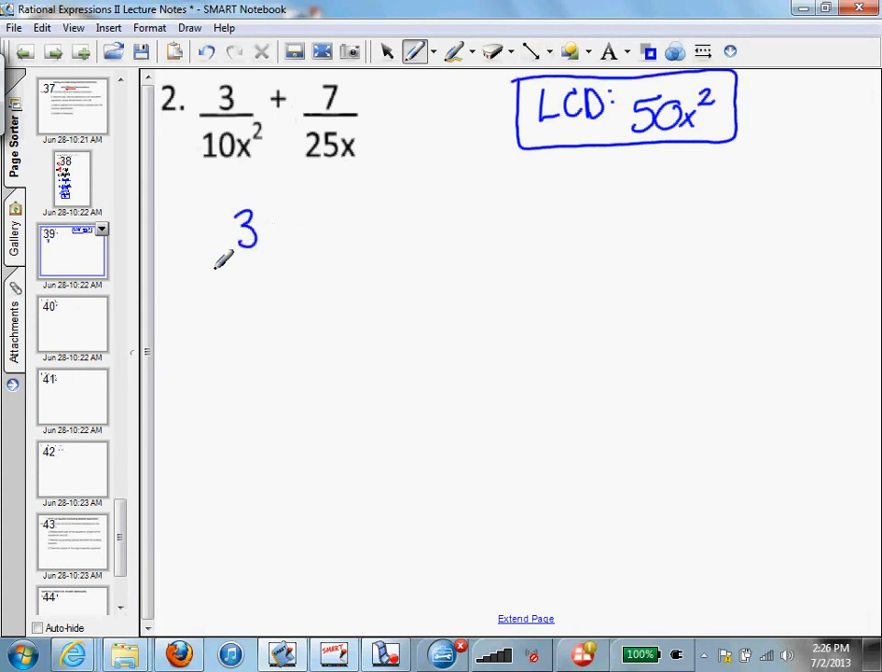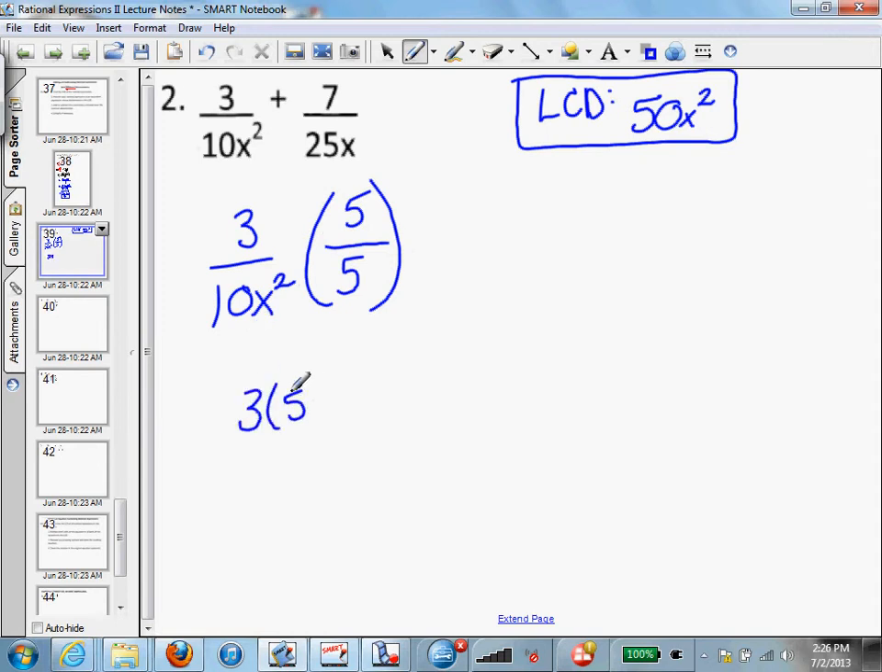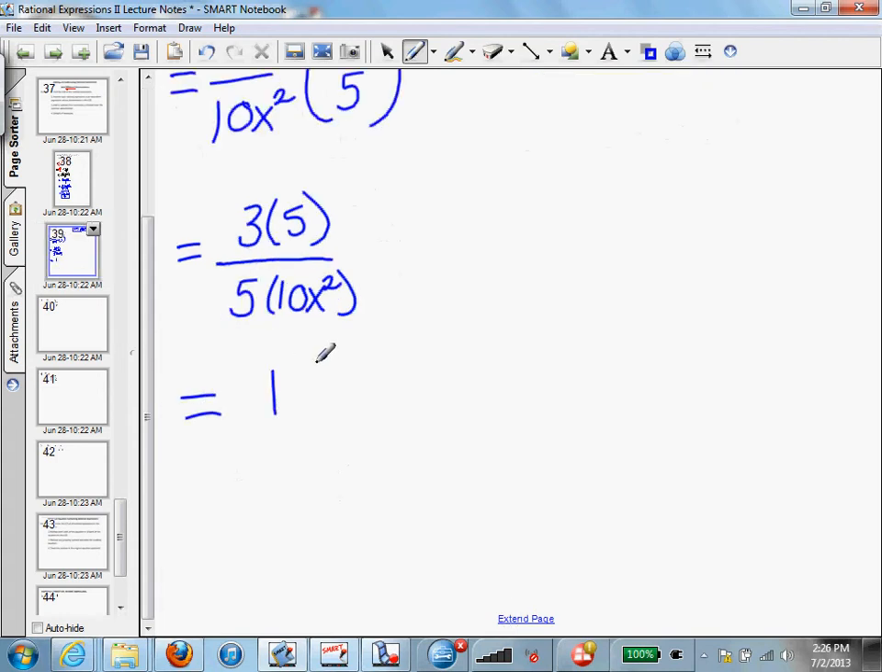So now we have to think to ourselves, how do we get the 3 over 10x squared to look like the denominator of 50x squared? Well, to do that, you just have to multiply by 5 over 5, as a fraction of 1. So that would make the 10 become 50, and then you're just left with your variable of x squared. So you have 3 times 5 on top, and on the bottom we have 5 times 10x squared. If we simplify further, 3 times 5 is 15 over 5 times 10x squared, which is 50x squared.